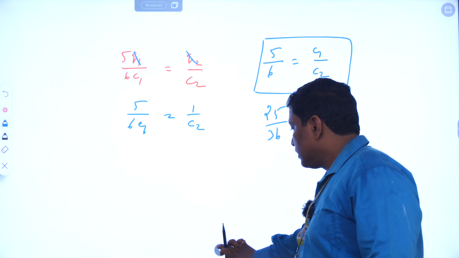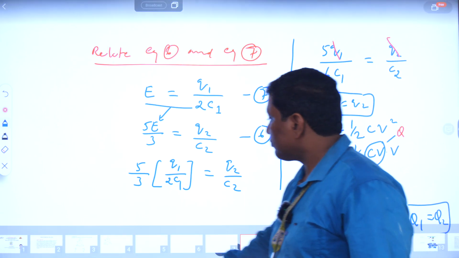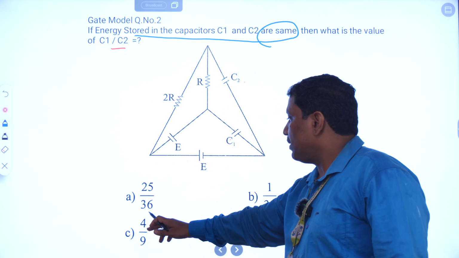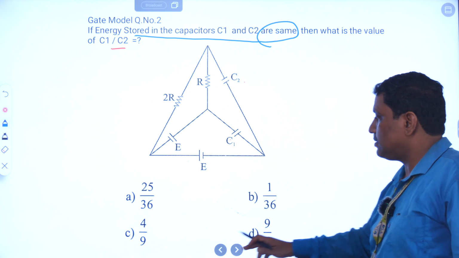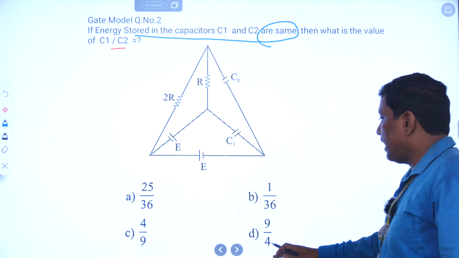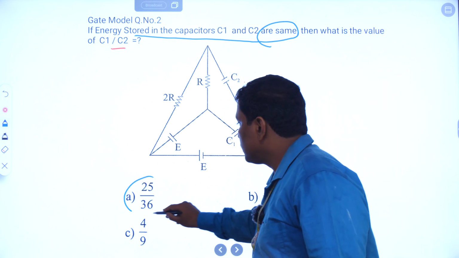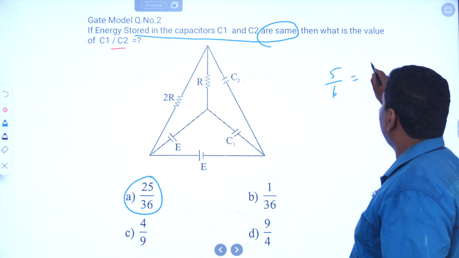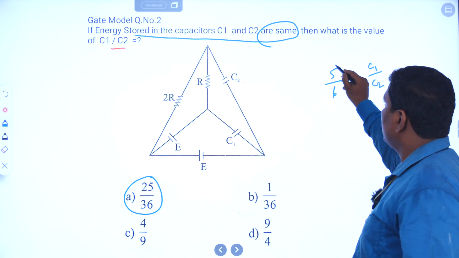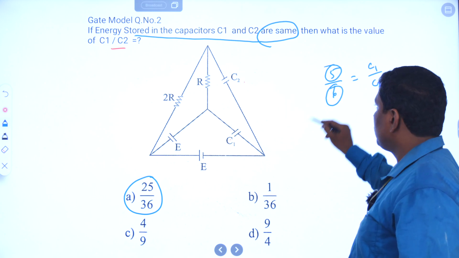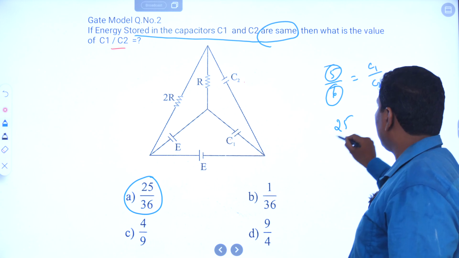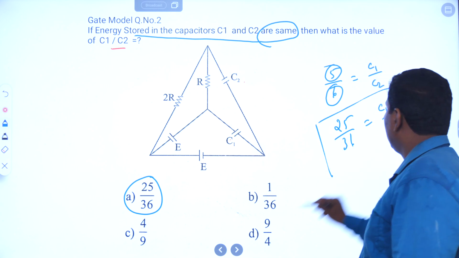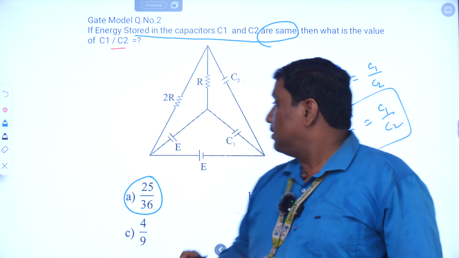Okay, so check the options. Option A is 25 by 36, B is 1 divided by 36, C is 4 by 9, D is 9 by 4. So the option is A, 25 by 36, because 5 divided by 6 is equal to C1 divided by C2, and the multiples of 5 and 6 are given. So 25 divided by 36 is the final answer. Okay. Thank you.